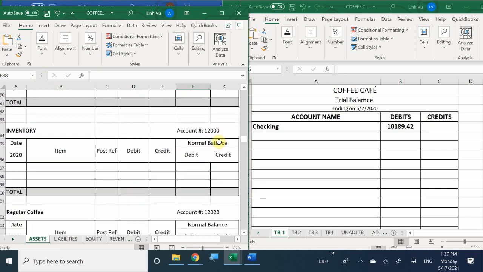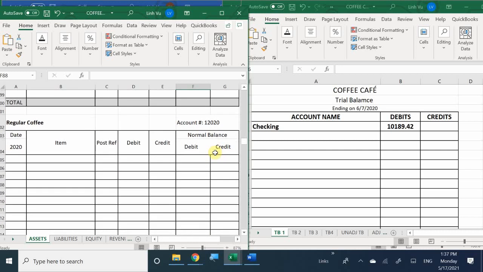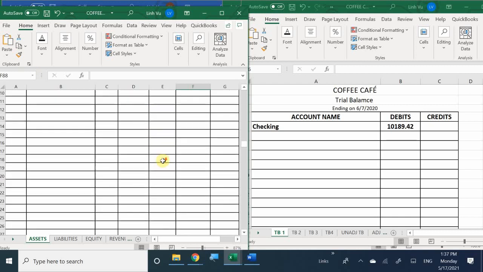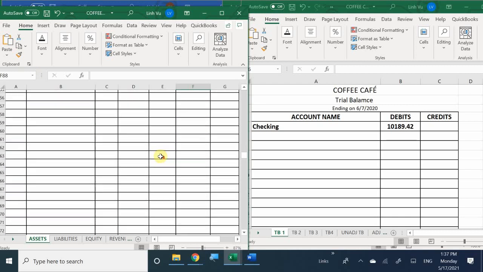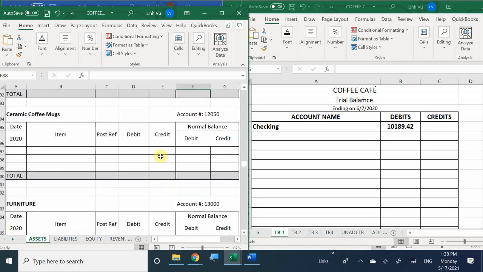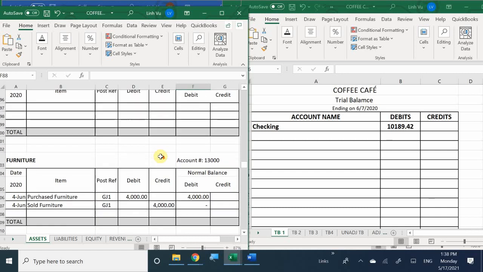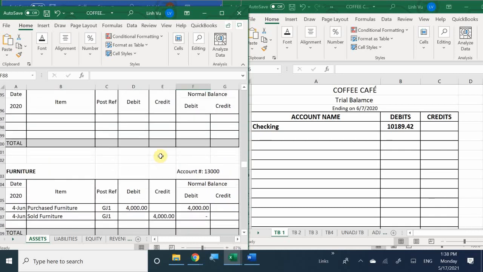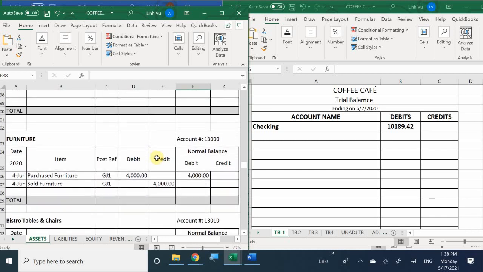What's next? Next is inventory. We're going to talk about inventory today. For now, we haven't made any purchase of inventory, so no regular coffee, no Supreme coffee, and no coffee mugs. However, do we have furniture? Yes. Let's take a look at this furniture. Do we actually currently have an account balance in my furniture account itself? No, right now it's 0.